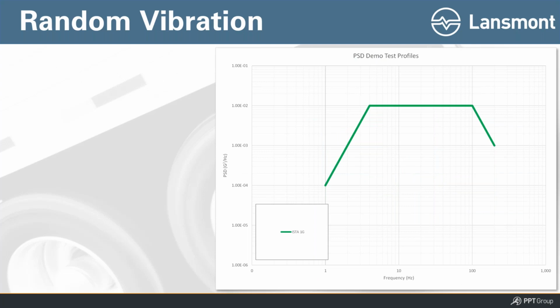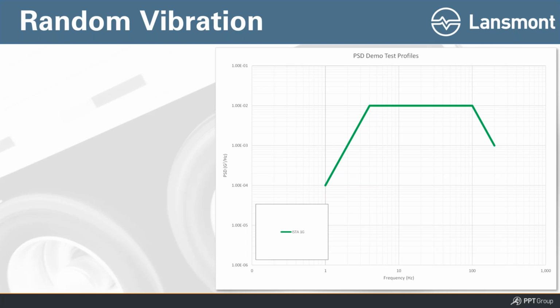Here's another profile. This is an actual random vibration profile in ISTA's procedure 1G. The 1 series test procedures within ISTA basically mean non-simulation integrity tests. So this is a PSD profile. It covers the frequency range on the x-axis, a frequency range of 1 to 200 hertz. But the shape is kind of flat, right? It's a flat profile over a wide frequency range here.